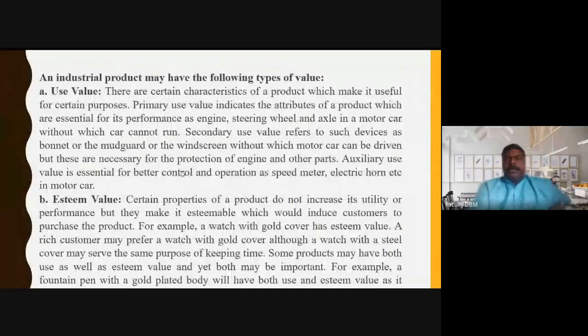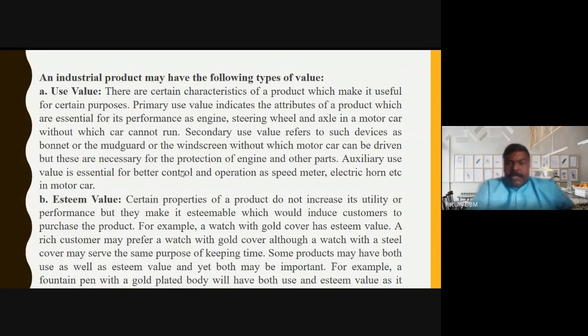Another use value is secondary. The primary use value indicates the attributes of the product, and the secondary use value refers to such devices as accessories like windscreen, mudguard, and bonnet. Without them the motor car can be driven, but they are necessary for protection of the engine. So, auxiliary products. That is two types: one is the primary use value and the other the secondary use value.